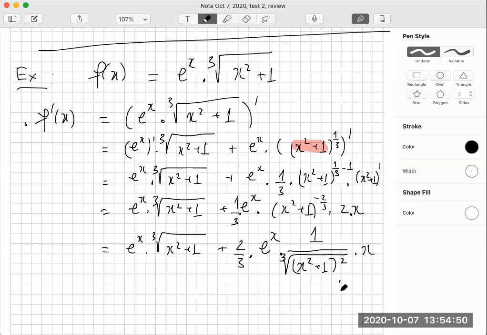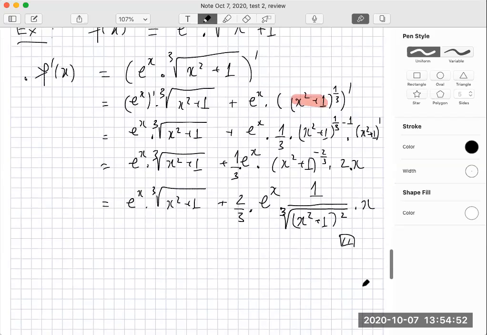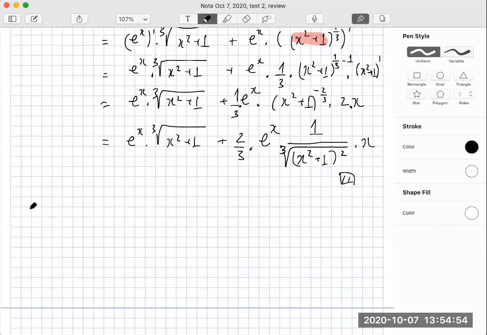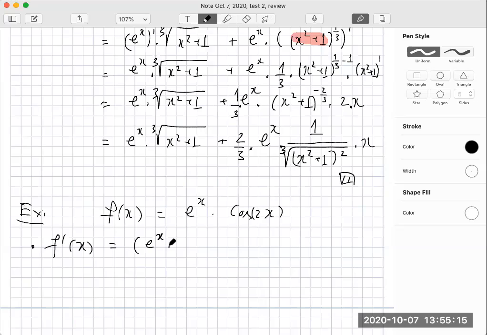Let us do another one. Very good. How about the function f of x, which is e to the x times cosine of 2x here? Okay. Which rules should we use? Yes, very good. And it would be?